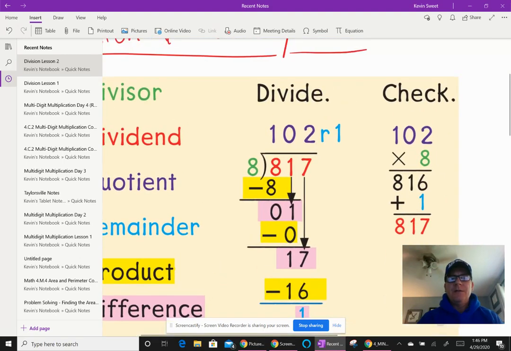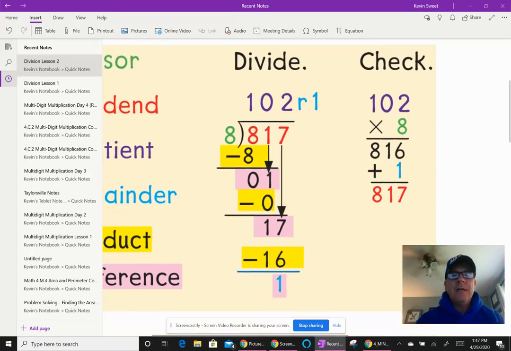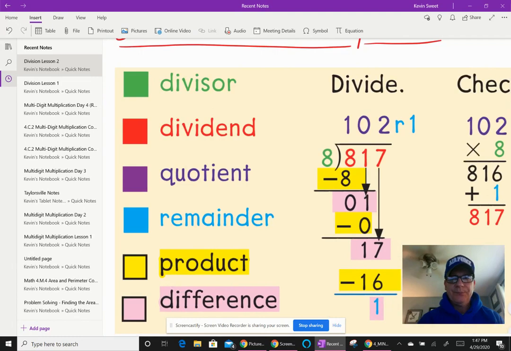So again, when you divide, these are going to be your steps. And then when you check, you're going to multiply your quotient, in this case 102, by your divisor, which is 8. When you multiply those two factors together, you should get 817, basically your dividend. So once you multiply your quotient by your divisor, that should equal your dividend. And don't forget, you also have to add your remainder. They should match. So that's how you check your division problem.